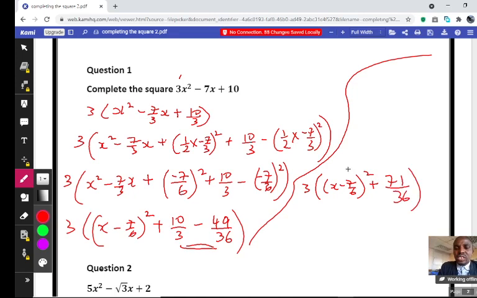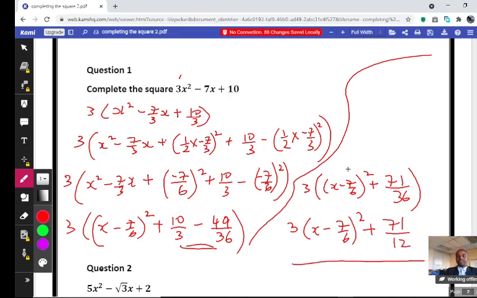Then you remove your bracket now using this 3. You multiply everything by 3. It will be 3 times x minus 7 over 6 squared, plus 71 over 36 times 3. What do we get? If you multiply by 3, you get 71 over 3 into 36, which is 12. So this one will be your final answer. Then you are done. Let's move on to the next question.